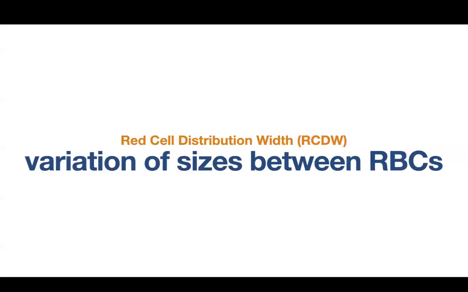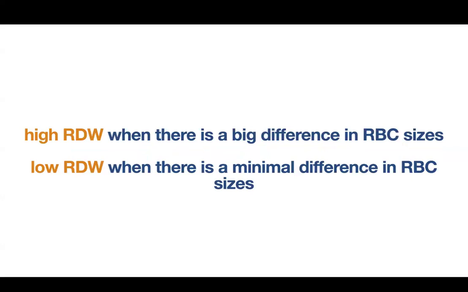Then we have something called the red cell distribution width, or just the RDW. The RDW is a measurement of the variation of sizes between the RBCs. It looks at the biggest RBCs and the smallest RBCs and sees how likely they are to be the same size. When the RDW is high, that means there's a big variation in the RBC sizes. As in, you have some small RBCs, some normal RBCs, some big RBCs. However, if the RDW is low, we say that there is minimal difference. Most of the RBCs are the same size. Doesn't matter if the RBCs are all big, they're all uniformly big. There's not some big ones and some small ones.